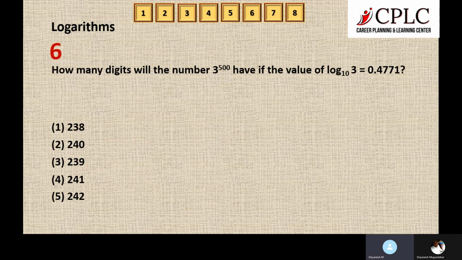The sixth one: how many digits will the number 3 raised to 500 have, if the log of 3 is given? This is where that characteristic and mantissa concept will come. So 3 raised to 500 will be a pretty high, huge number. We won't be able to manually calculate the number of digits, and this is where the application of logs comes very handy.